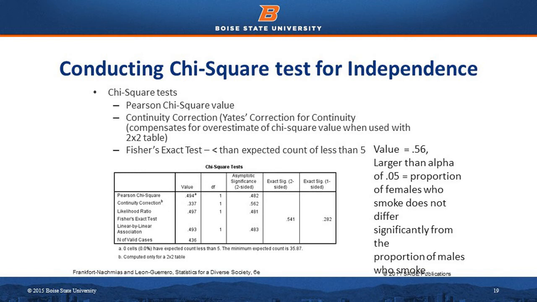Looking at the chi-square value, we find a value of 0.337 with an associated significance level or p-value of 0.562. To be significant, the p-value must be less than 0.05 or smaller. In this case, the value of 0.56 is larger than the alpha value of 0.05, so we can conclude that our result is not significant. There appears to be no association between smoking status and gender.